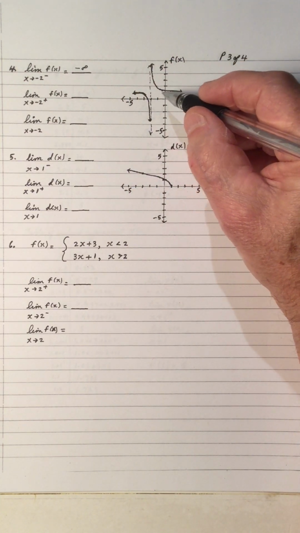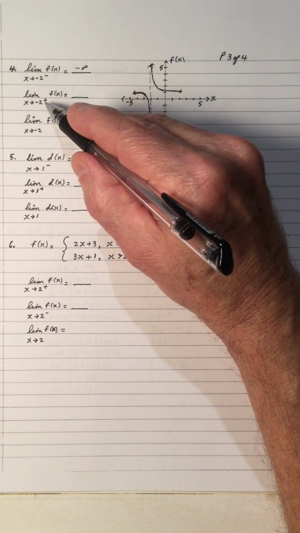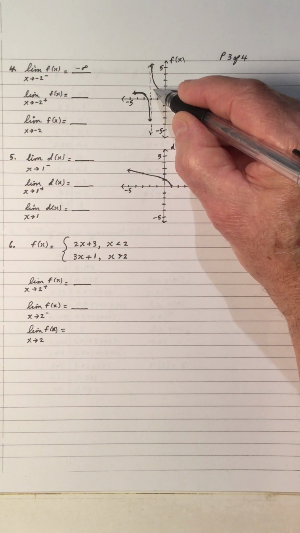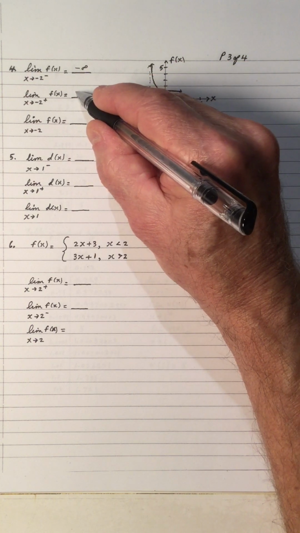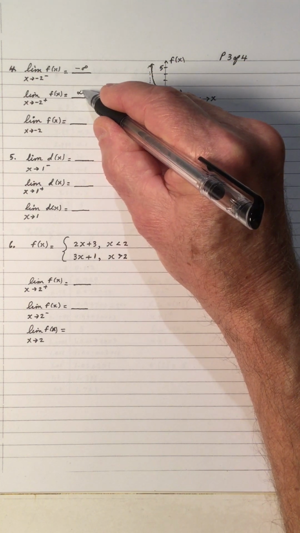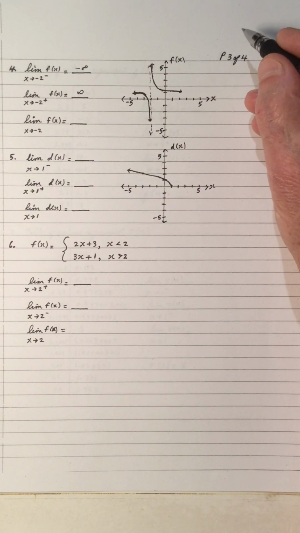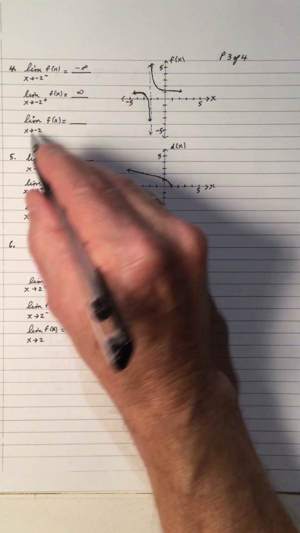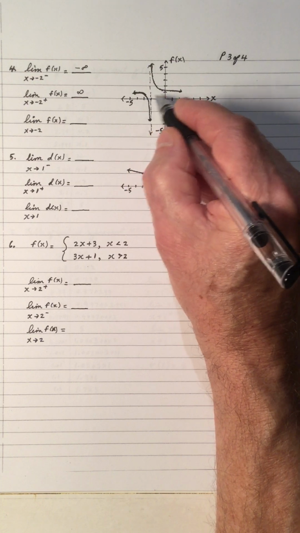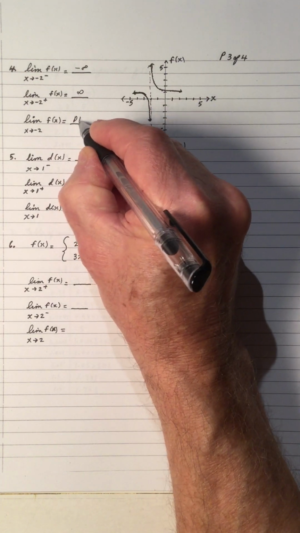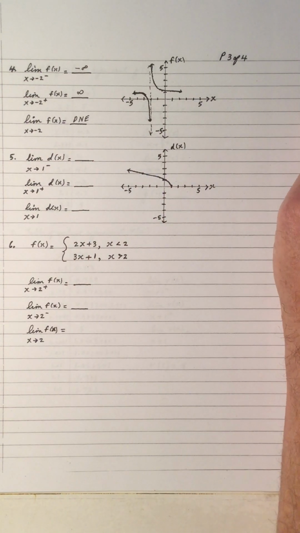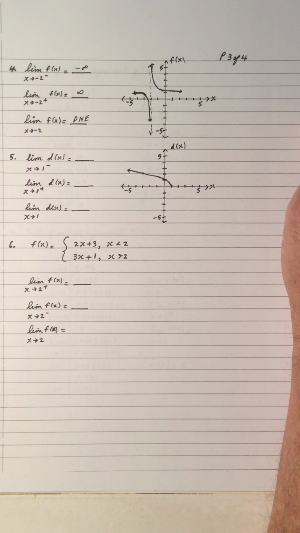And now, what about approaching negative 2 on the right side? We're coming in to negative 2 on the right side here. We're going up and up and up. That's positive infinity. So these are different. Since we're approaching negative 2 from the left and right, and they're different, the limit does not exist. They've got to be approaching the same number.